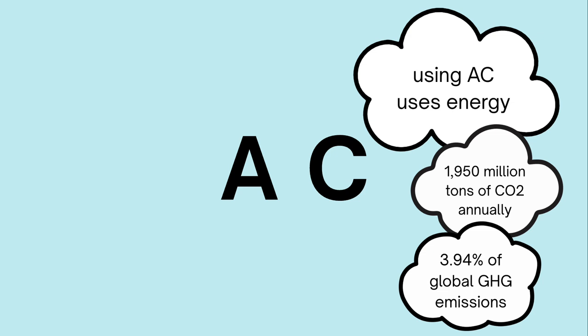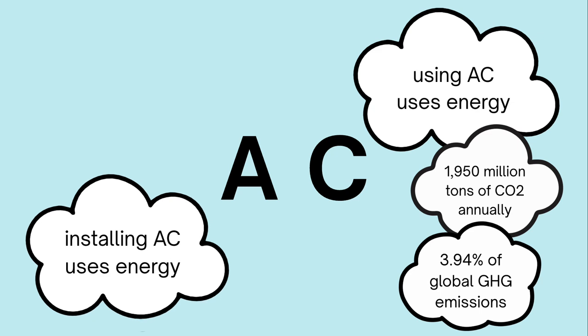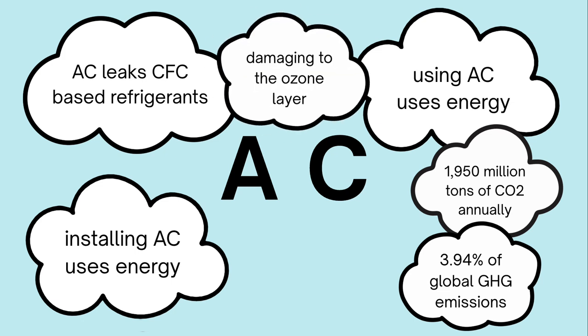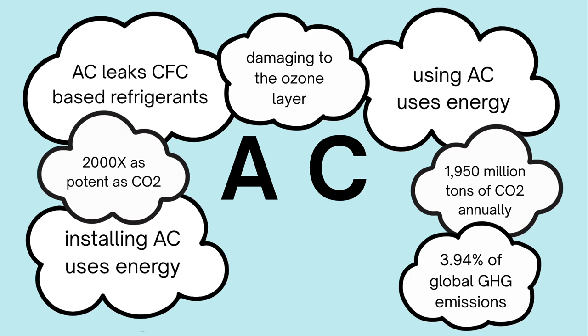But it's not just using AC. Manufacturing, delivering, and installing AC units is also a pretty environmentally damaging process. And finally, perhaps one of the scariest effects, AC units use and leak CFC, chlorofluorocarbon based refrigerants such as R11 and R12 that are incredibly damaging to Earth's ozone layer and also have global warming potential 2,000 times as potent as carbon dioxide.